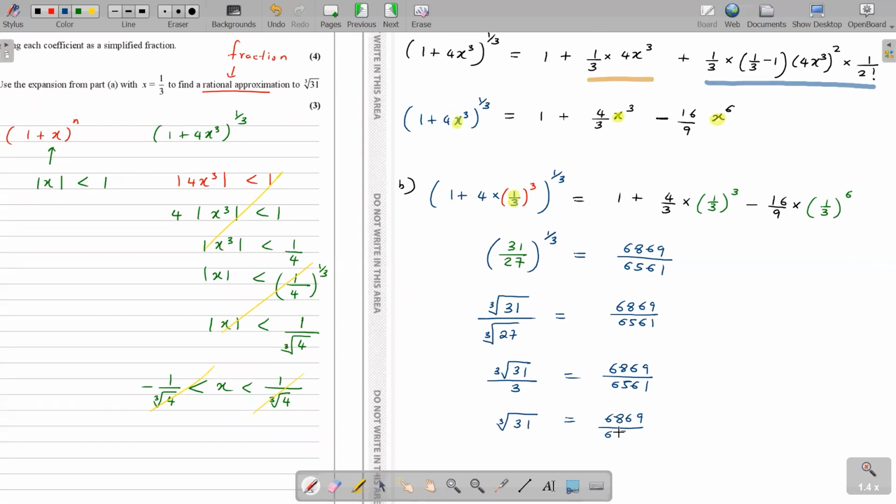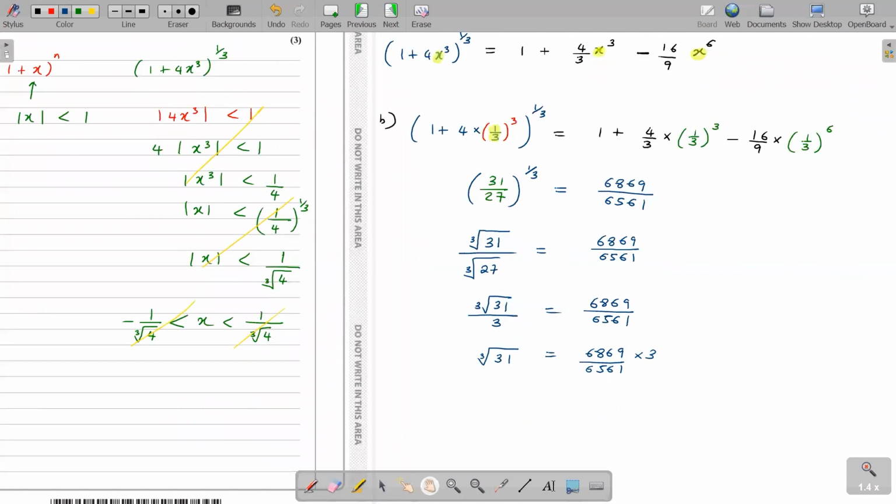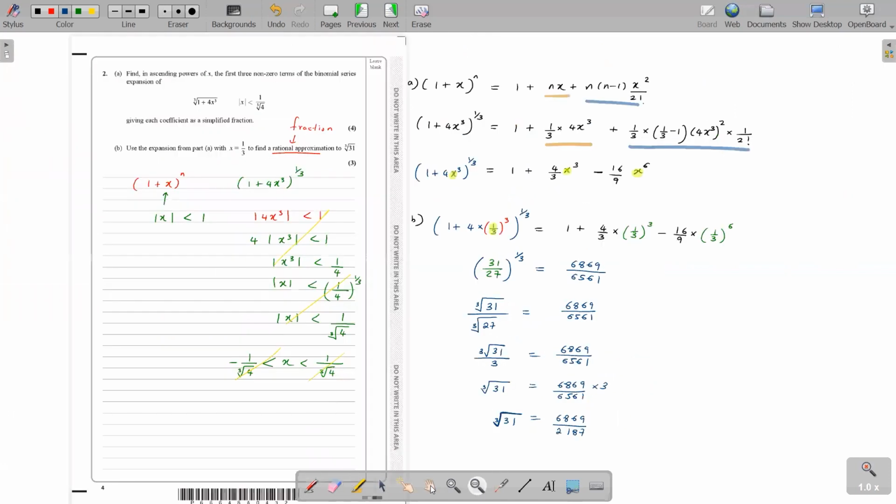6869 over 6561. We multiply with the 3. So what do we get here? 6869 over 2187. So it's basically typing this in the calculator. So this is the rational approximation for cube root 31. Okay, do you understand?